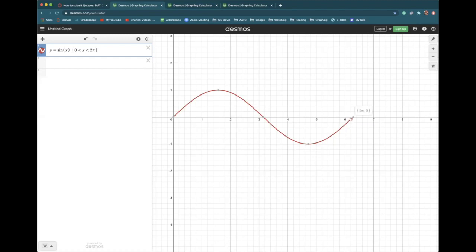And sine and cosine always kind of have this nature where they go to an extreme, and then they go back to the middle. Extreme, back to the middle. Extreme, back to the middle.